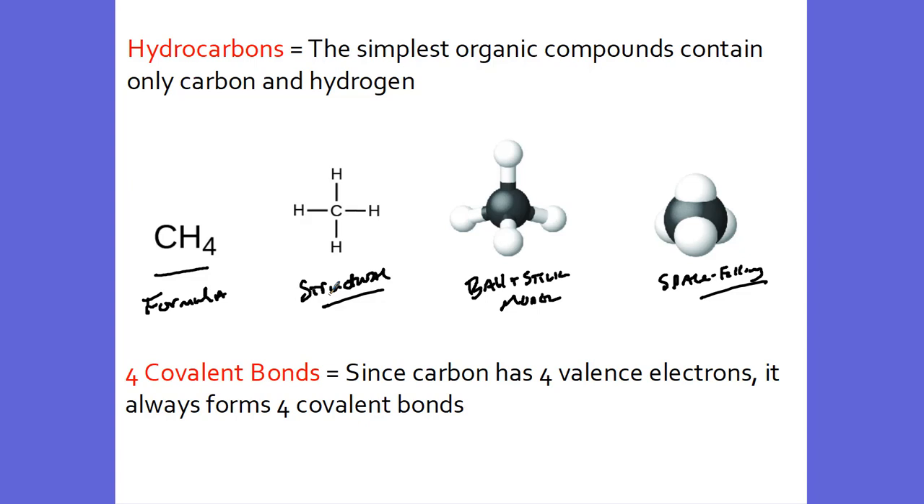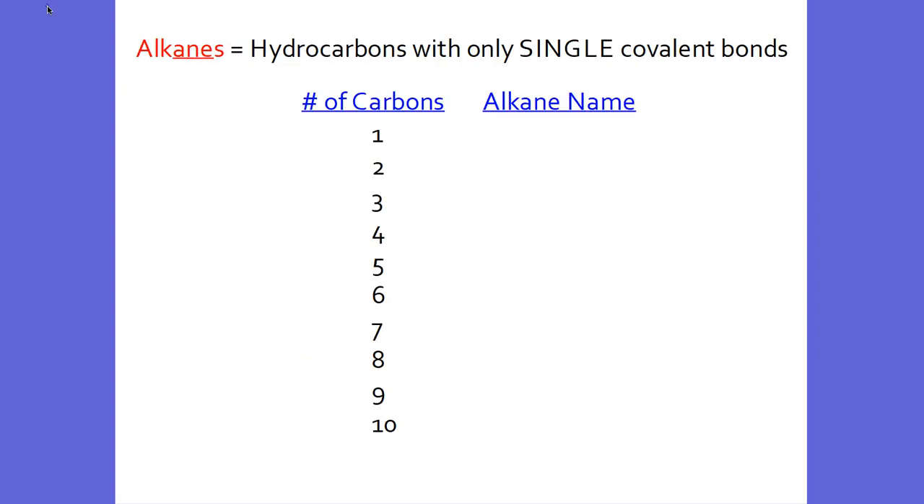Our formula gives you the advantage of knowing there's one carbon for every four hydrogens. The structural formula gives us the advantage of knowing they're all single bonds, but it does not give you the shape. The ball and stick model gives you the shape, but it doesn't quite tell you what it looks like in real life as it's filled in together. And so every model has advantages and has disadvantages.